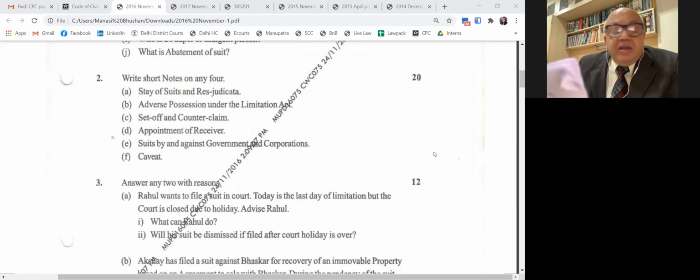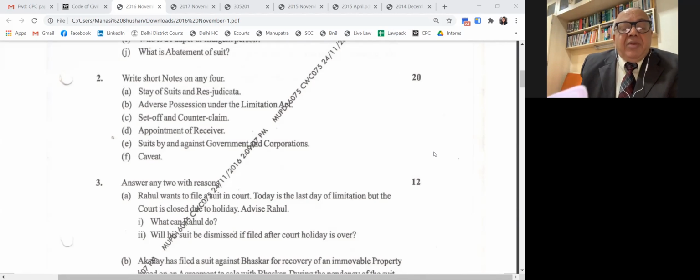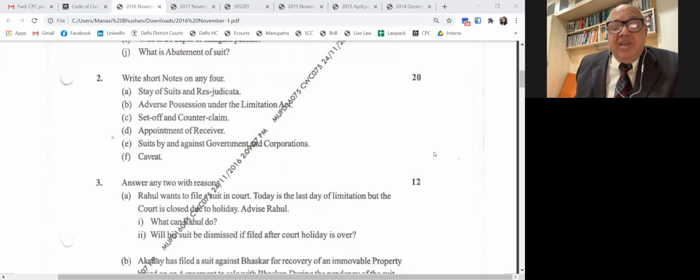Then caveat provision is section 148A and order 40A for the Bombay amendment. Please note that caveat means an application filed by a person against another litigant, so that no ex parte order is passed, apprehending that some suit may be filed and some interim order may be obtained behind his back by suppressing material fact.